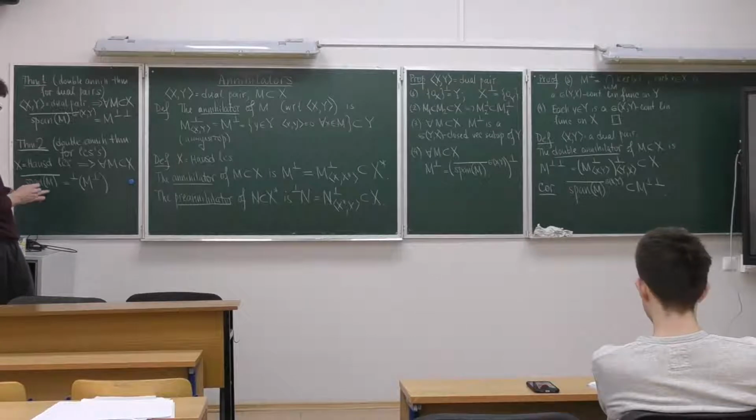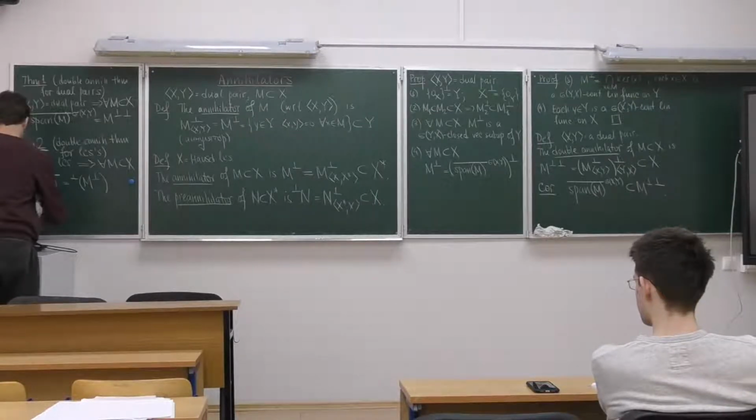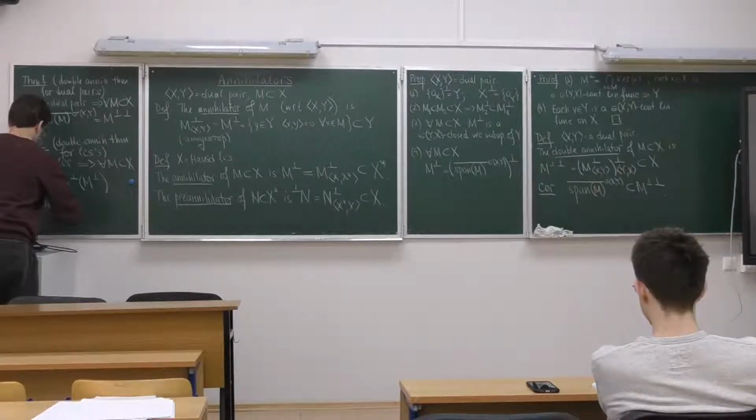And here the difference is that we take the closure with respect to the original topology on X, not with respect to the weak topology, but with respect to the original topology.